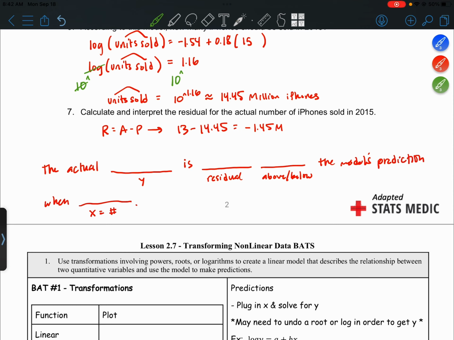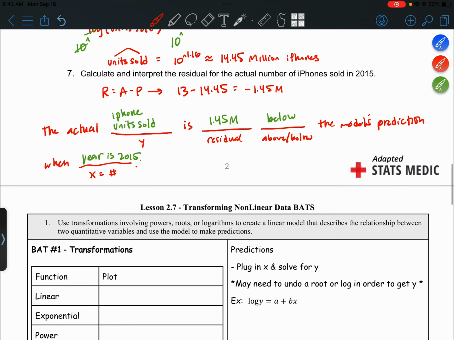The actual units sold, or iPhone units sold, is 1.45 million below. The reason why we're using below is because the residual is negative. Below the model's prediction when the year is 2015. All right.